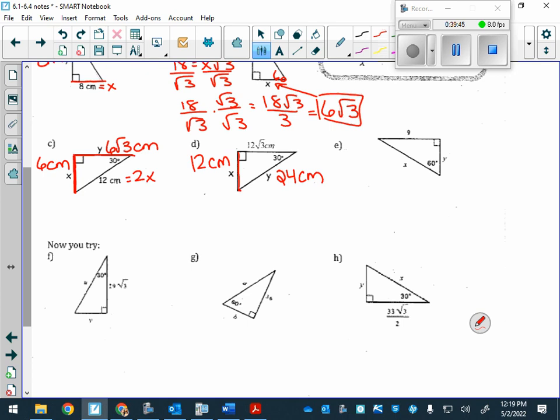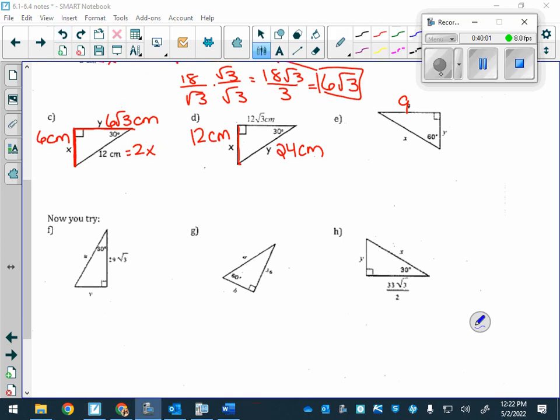All right. I want you guys to try a few. You're going to try E through H. Okay? E through H. And this is 9, just in case you can't see it. This is 9. Oops. All right. So E through H. All right, let's go through these.